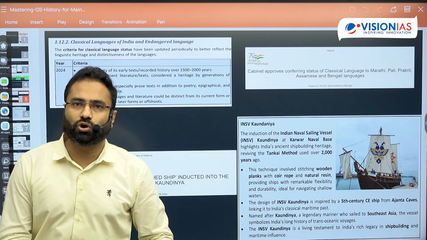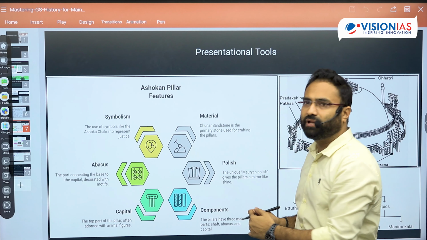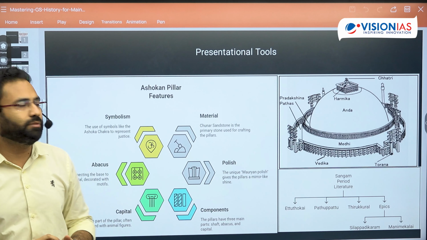Next, with respect to this is the presentational tool. So apart from what we have discussed above, there is also specific emphasis on the presentational aspect, right? So there is the aspect of the Ashokan pillar structures and the features. So basically what all this particular Ashokan pillar had: let's say the symbolism, the material used, the abacus, the polished capital. So there is a question about comparing the Ashokan pillars to the Achaemenian pillars. So you can depict the features of Ashokan pillars, and you can make a table for the differentiation between the Ashokan pillar and the Achaemenian pillar.